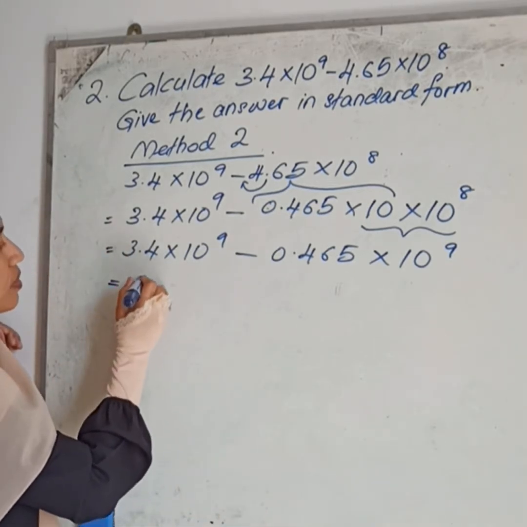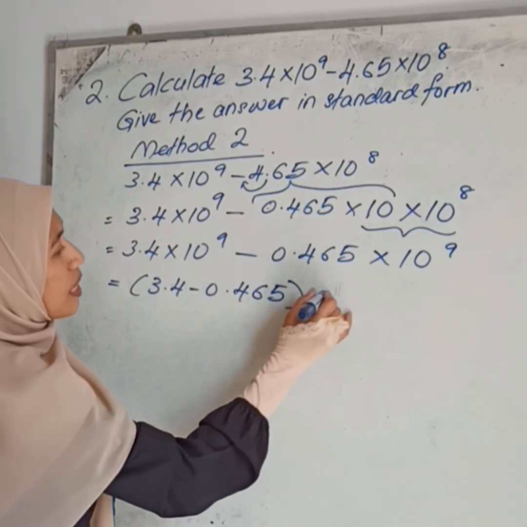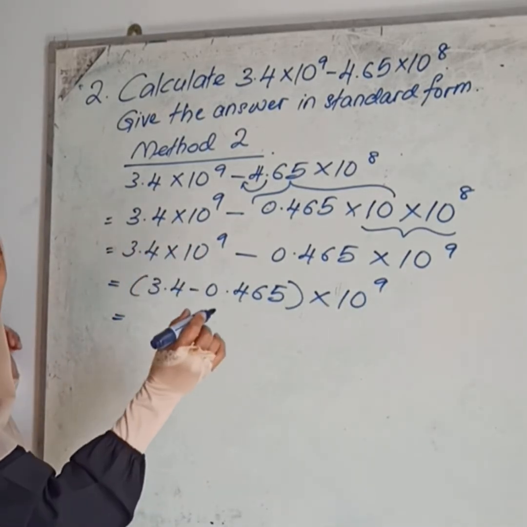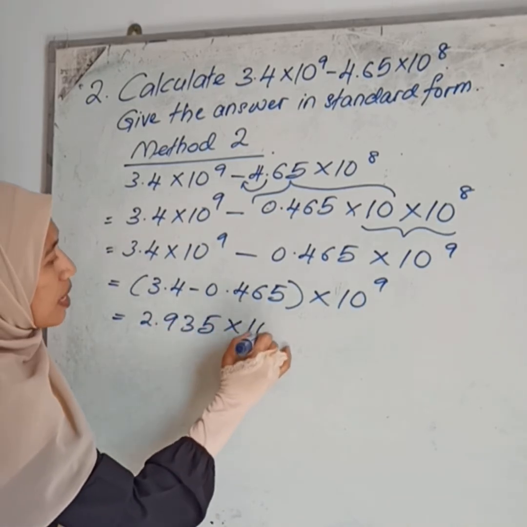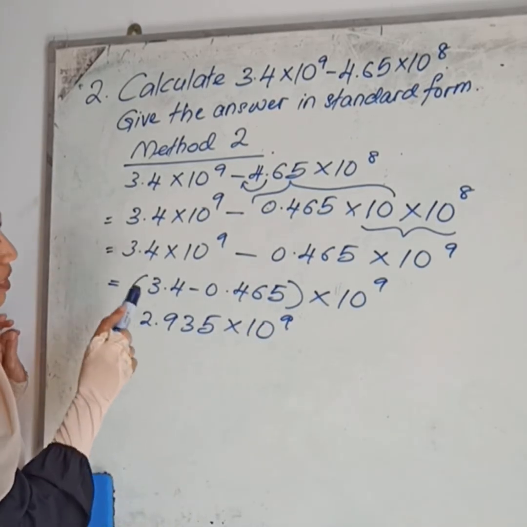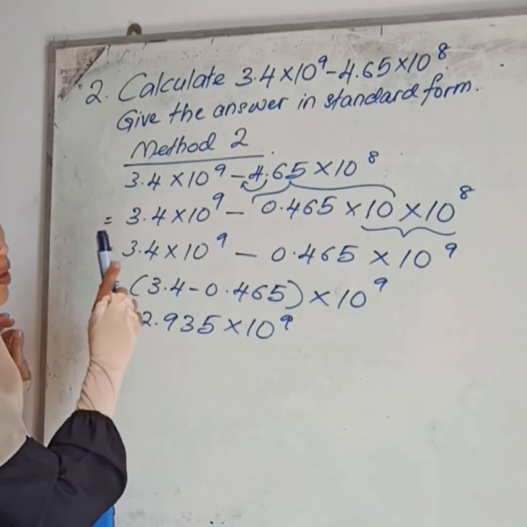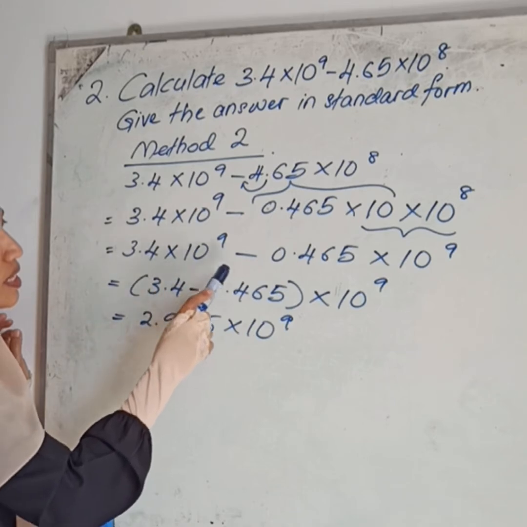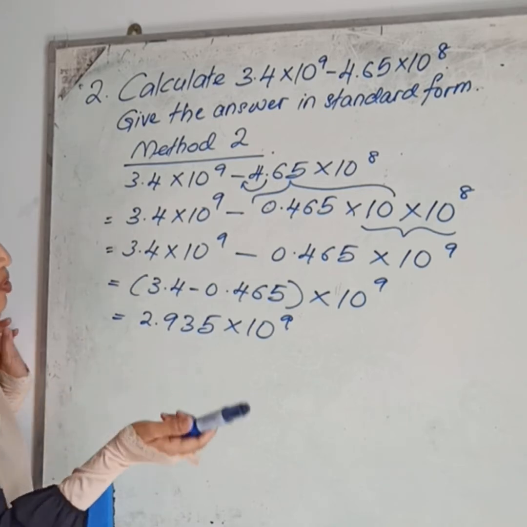Okay, so we can factorize. So 3.4 minus 0.465 times 10 to the power of 9. So we will get the same answer as before: 2.935 times 10 to the power of 9. So this one is in standard form. Okay, so you can choose to use either method 1 or method 2. For me, this method is more simple. So you can choose either one.